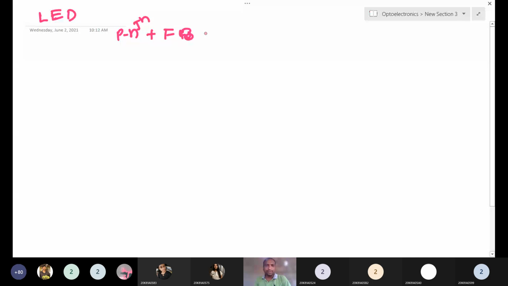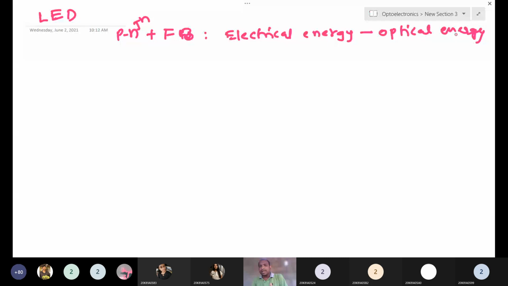So it will emit light, or you can say convert electrical energy to optical energy, or light energy, whatever you can say. We regularly see these LEDs, so the concept is easy to understand. An LED is just a simple PN junction diode. It will convert electrical energy to optical energy under forward bias condition. This is a very simple definition.